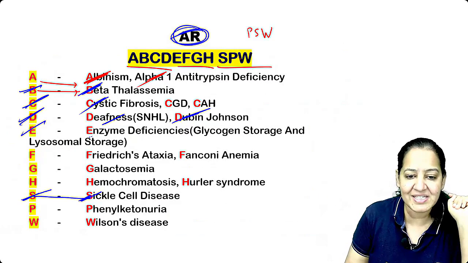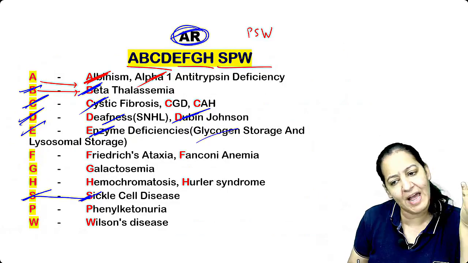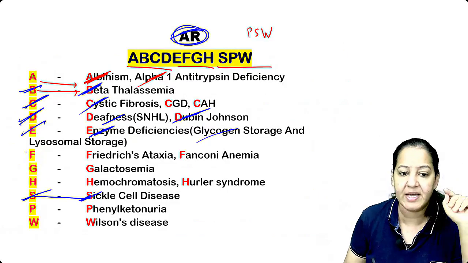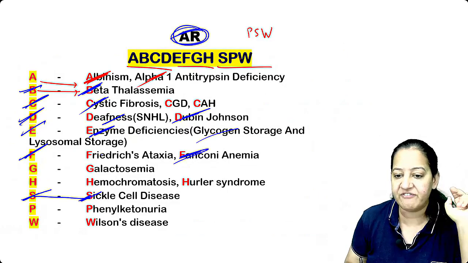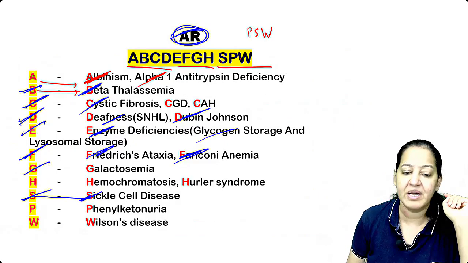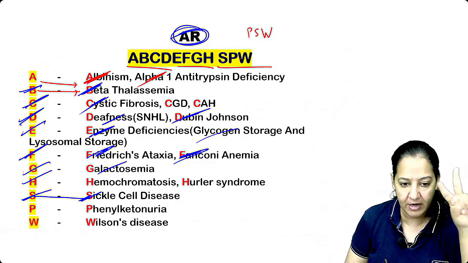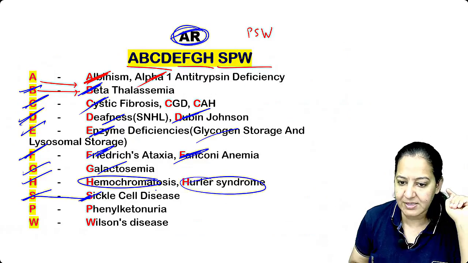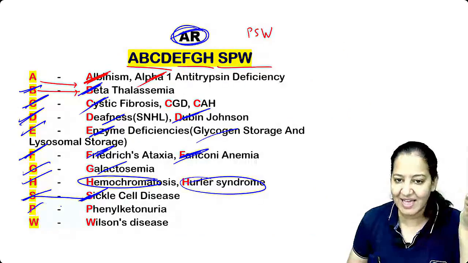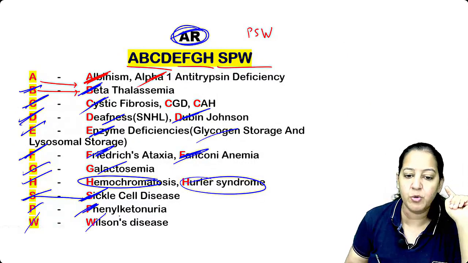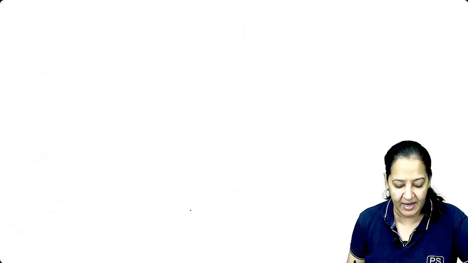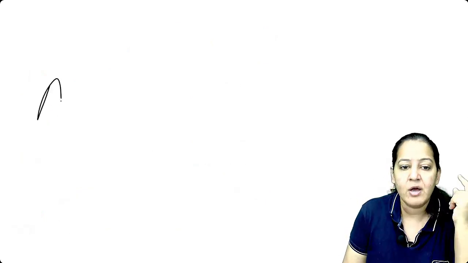E stands for enzyme deficiency. Which enzyme? Glycogen storage, lysosomal, all enzyme deficiency. F stands for two things: Fanconi anemia, Friedreich ataxia. G stands for galactosemia. There are 2H, hemochromatosis, Hurler. S is sickle cell, P is phenylketonuria, and W is Wilson. Wilson has had questions many times. Saying it aloud will work, just writing and looking won't. Say it. What is the mnemonic?